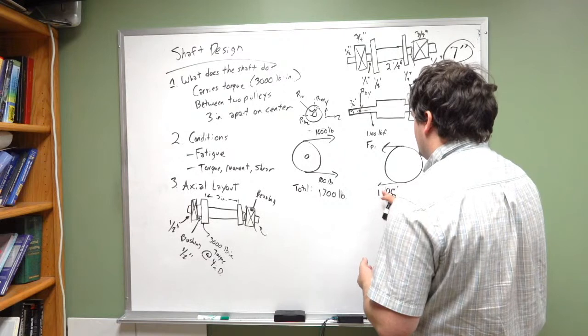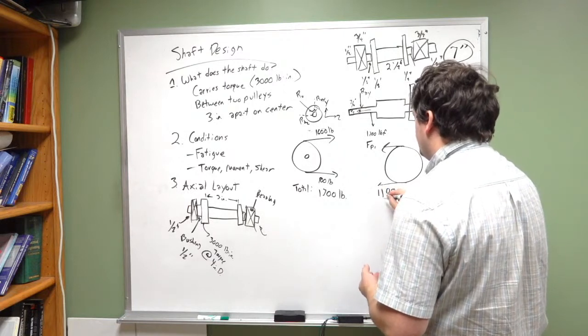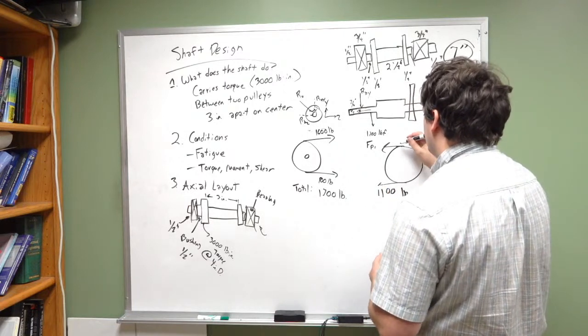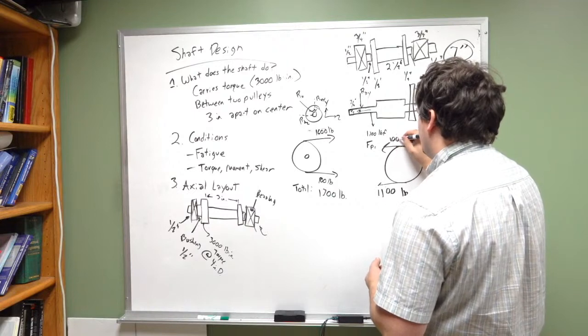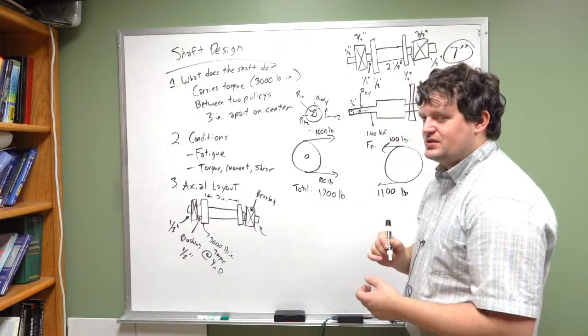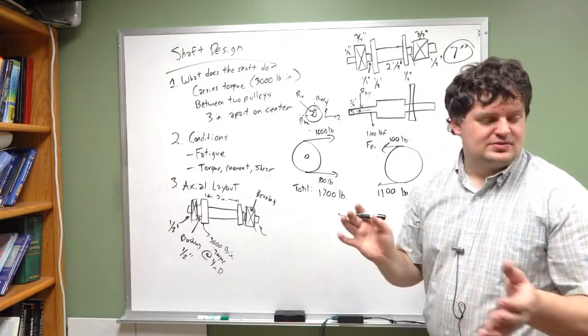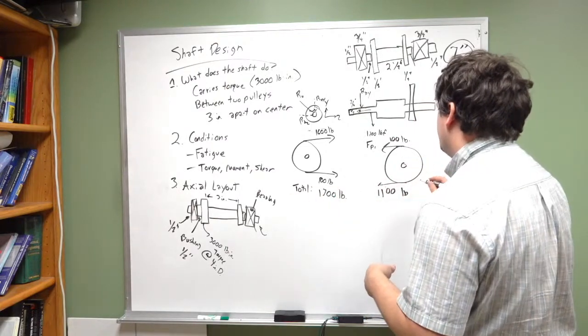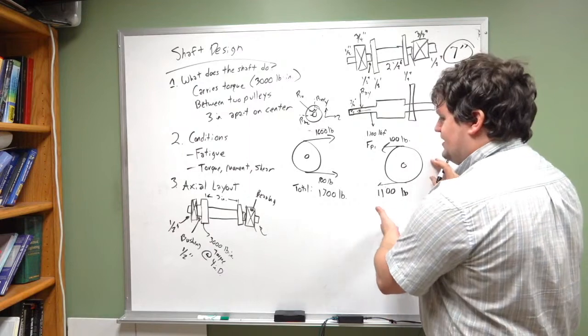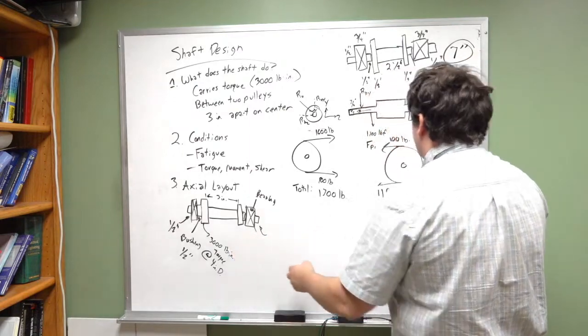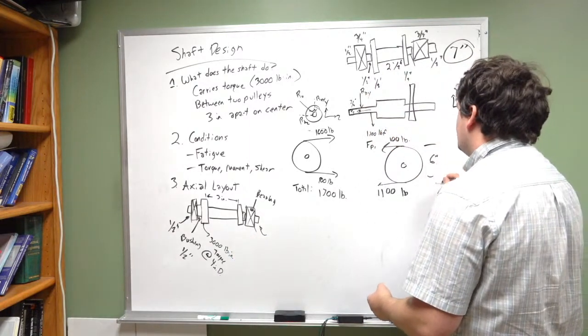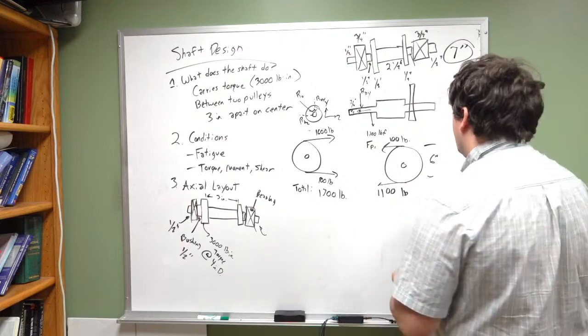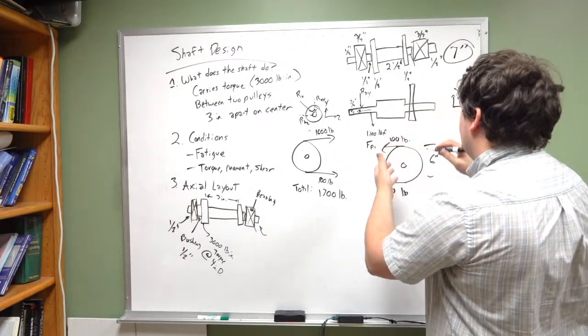We'll say that this pulley has a 100-pound preload, which means we're dealing with 1,100 pounds and 100 pounds, which again is really, really large for a pulley. Doesn't matter, we're just figuring that out anyways. And in order to get 3,000 pound-inches out of this, we're going to have a 6-inch diameter pulley. So this one's 6-inch diameter.